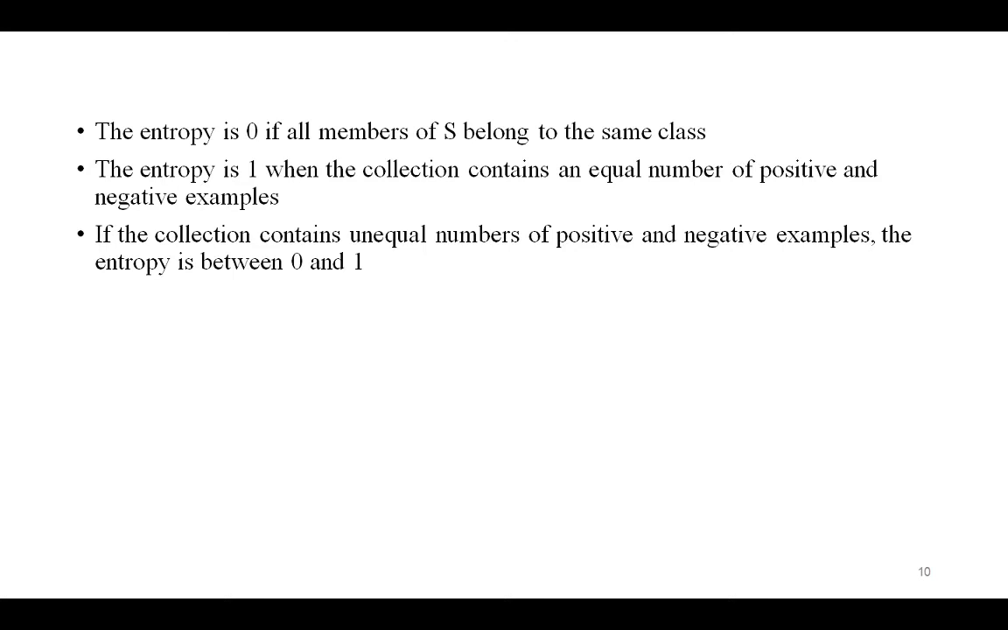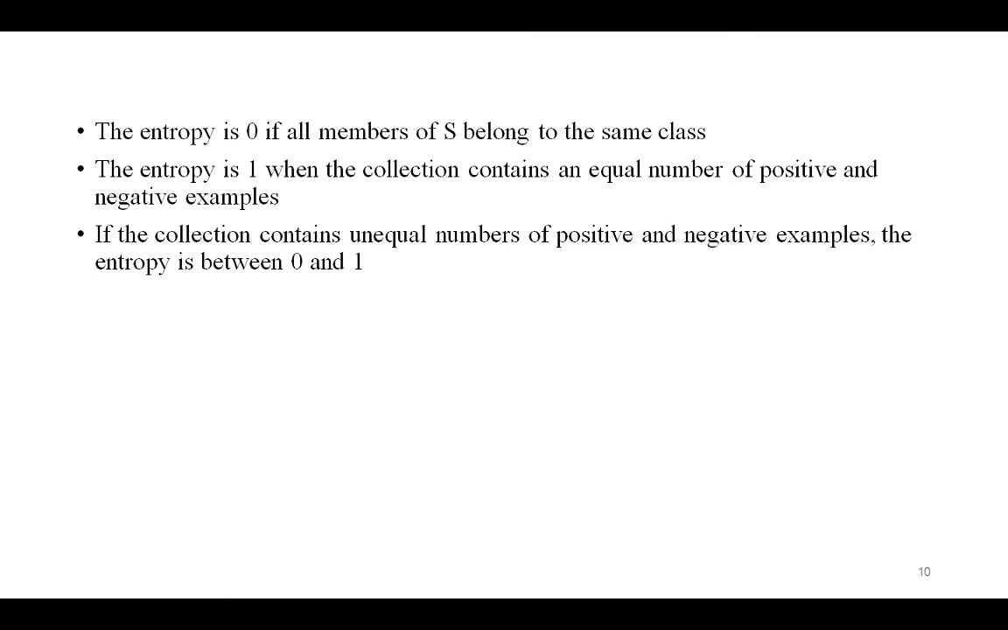Means entropy S is equal to minus 1 dot log 1 to the base 2 minus 0 dot log 0 to the base 2. So it comes out to around 0. It means that if all the members of S belong to the same class, suppose all the members are positive, then P plus equals 1 and P minus equals 0. In that case we will get entropy of S as 0.